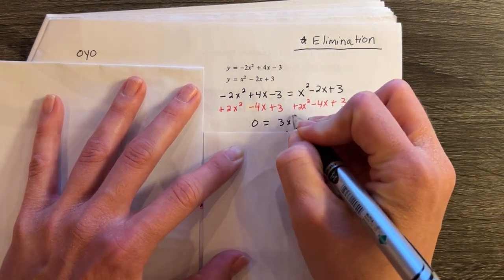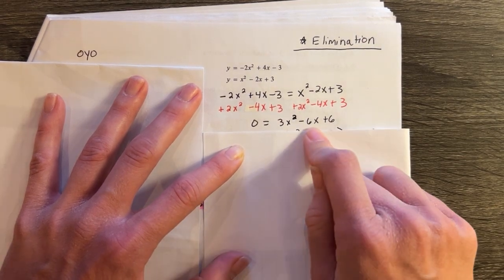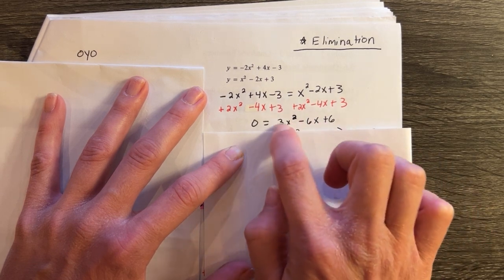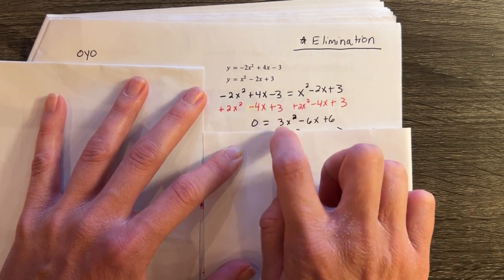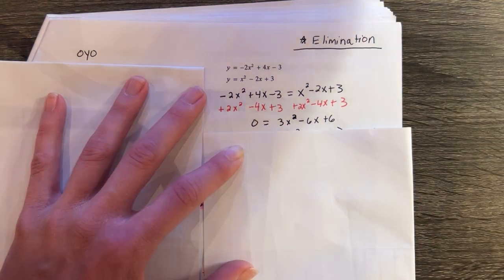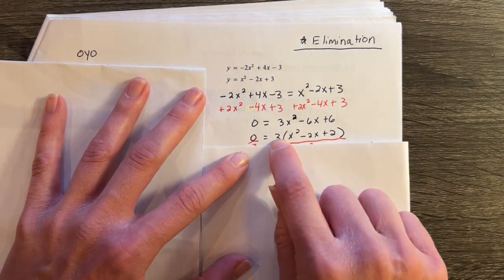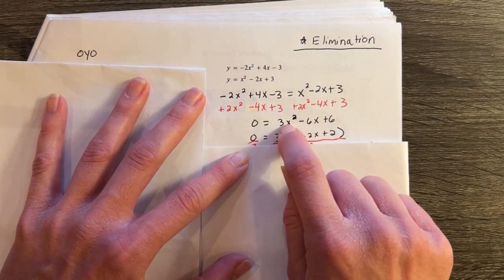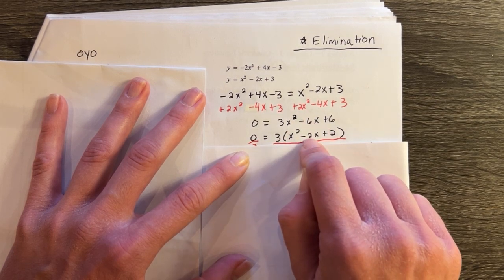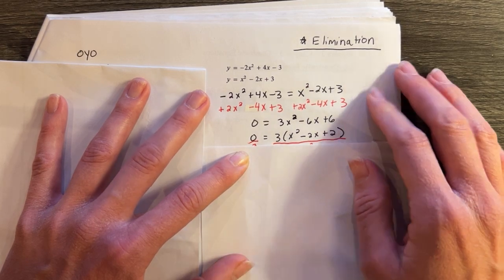Let me put that in a little more clearly. That didn't quite look like a 2. Minus 6x plus 6. What do you see in common between these terms? Hopefully you said 3. So here I can factor out a 3 from each term. So dividing by 3 here leaves me with x squared. Dividing by 3 here leaves me with minus 2x. And then dividing by 3 here gives me plus 2.